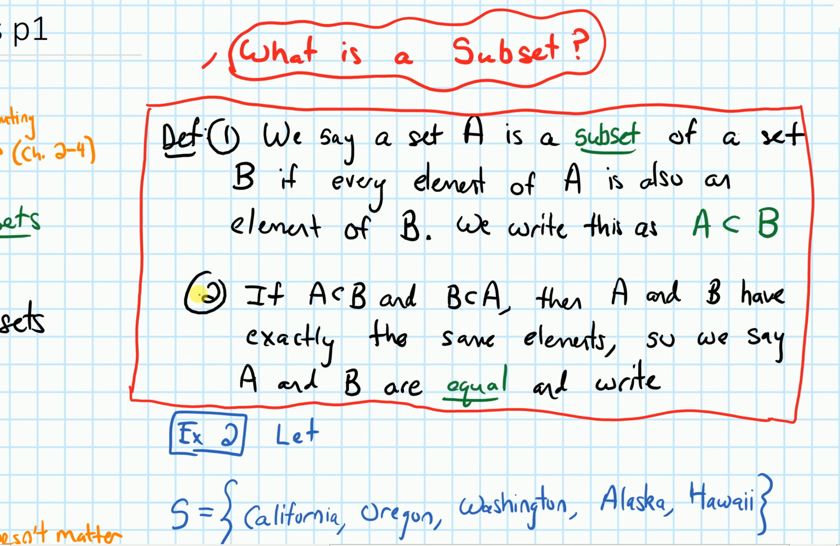All right, and then the second part of this definition says, if A is a subset of B and B is a subset of A, well, what does that mean? That means that A and B would have exactly the same elements. And in that scenario, we say that A and B are equal. And the way we write that is what we'd expect: A is equal to B. Alrighty, so we have these two notations, these two definitions. Let's do an example to practice using these.